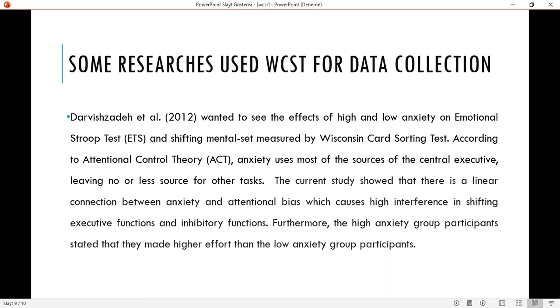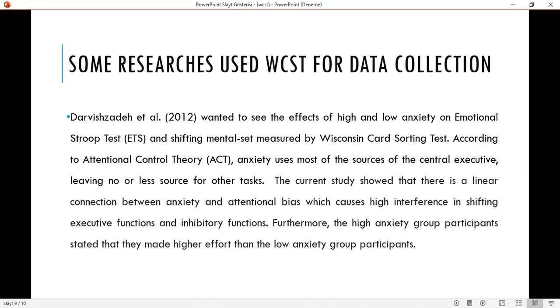And let's look at some research that used the WCST for data collection. Darby and others wanted to see the effects of high and low anxiety on the emotional Stroop test and shifting mental sets measured by the Wisconsin Card Sorting Test. According to attentional control theory, anxiety uses most of the resources of the central executive, leaving little or no resources for other tasks.